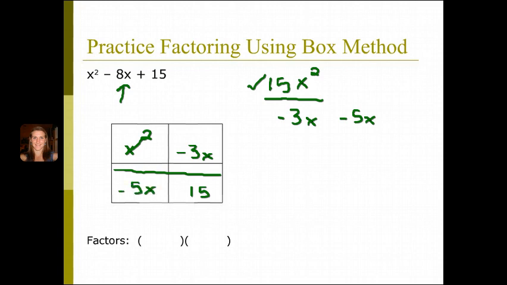Our first row has a factor of x in common. The second row, -5. Your first column has an x in common, and your last column has a -3 in common. So your factors are x minus 3 and x minus 5.